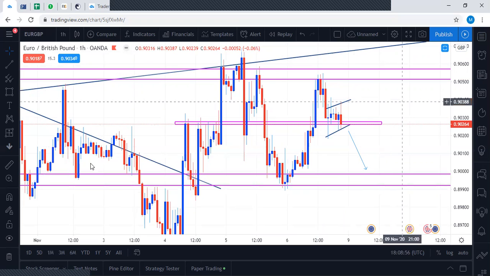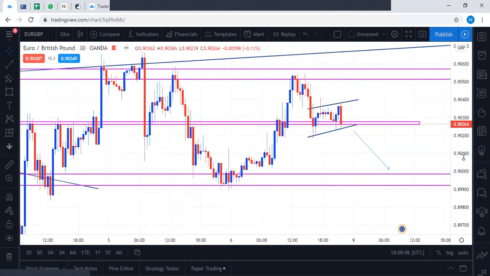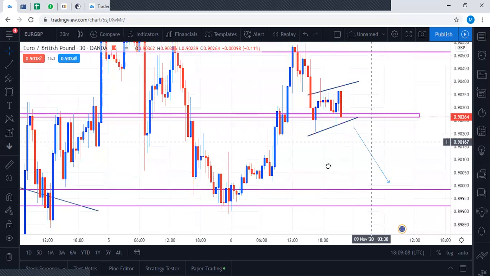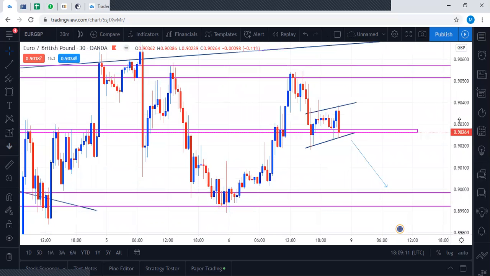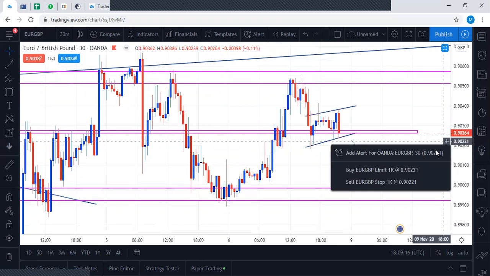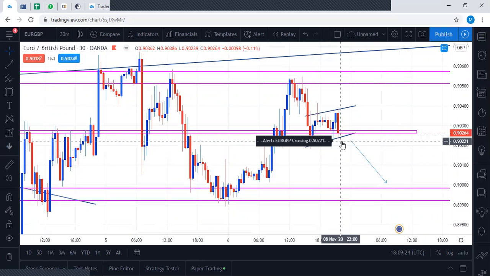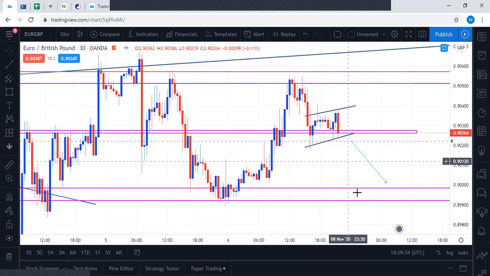Let's go to the 30 minutes, which I do not normally go down that low unless I am looking for a scalping trade. Here, as you can see, the descending correction channel. So I put my notification here for when the market opens. I'm going to put in a sell stop around this price, so that if price breaks below this ascending channel, it will continue to the downside.